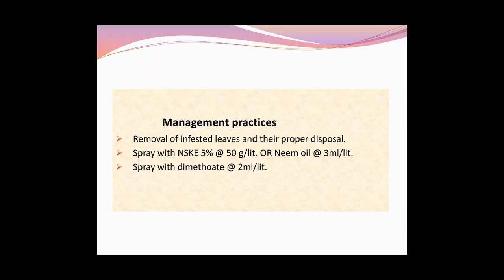Then control measures for this citrus leaf miner. Firstly, removal of infested leaves and their proper disposal. Then spray with neem seed kernel extract 5%, or also we can use neem oil 3 ml per liter. Then we can also spray with dimethoate 2 ml per liter. So this is the control measure for citrus leaf miner.